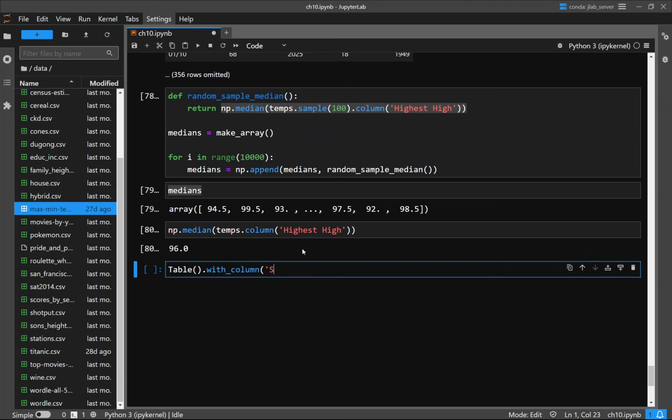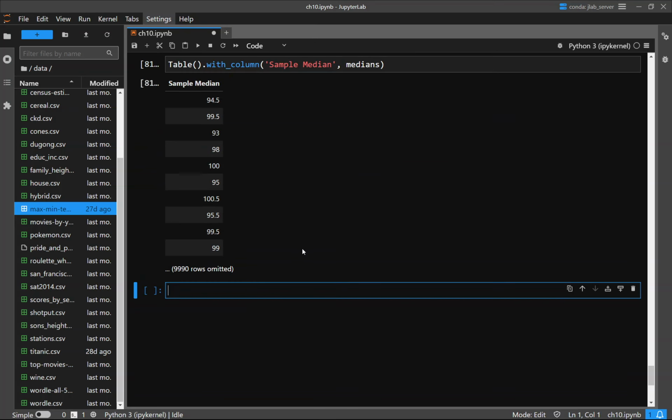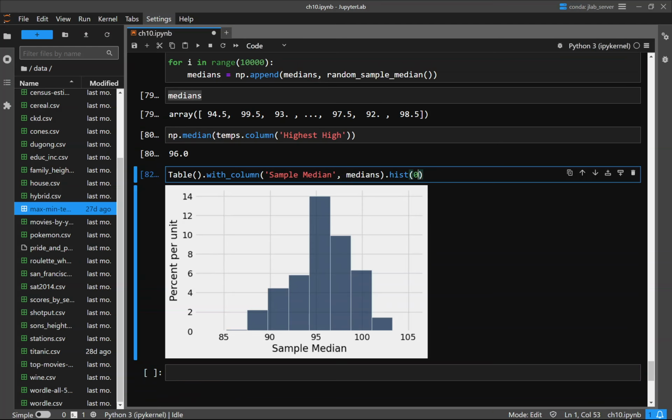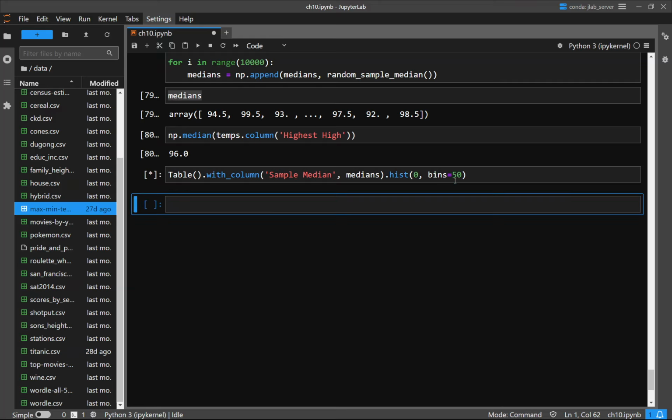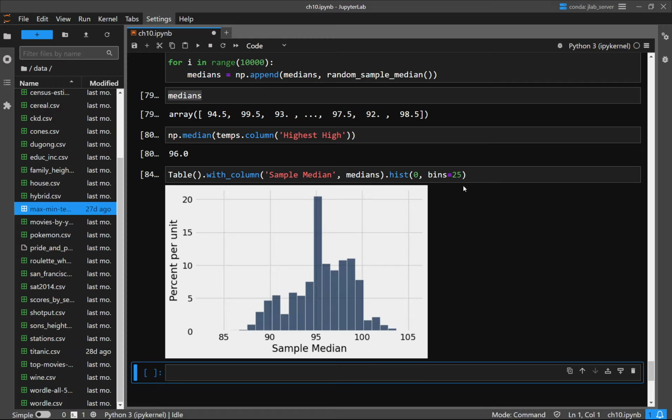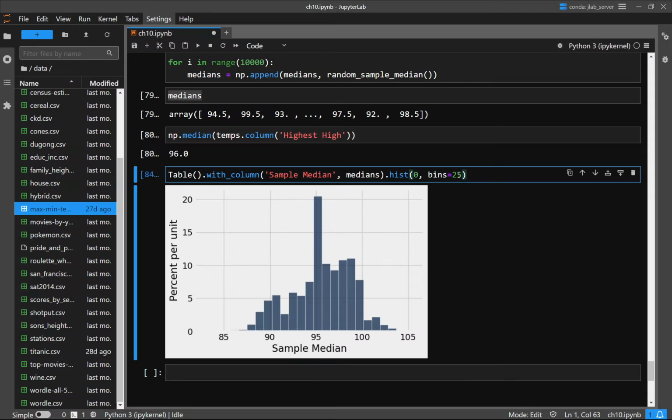With column, I don't know, sample median again. That's fine, and it's medians. So there's the table, and then once you have a table, you can say, give me a histogram of the 0th column, probably with more bins than we're getting here. Be like, give me 50 bins, please. Maybe that's too many. Give me 25 bins, please. Something like that. Yeah, that's kind of how that looks.